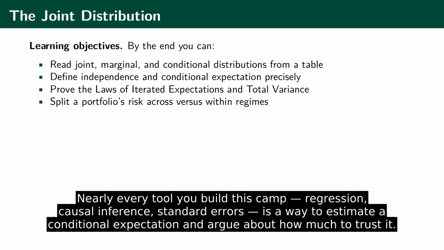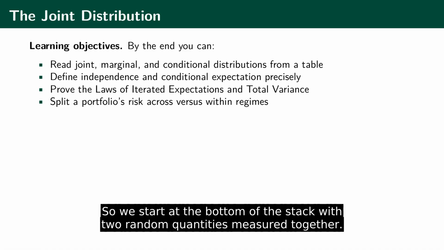Nearly every tool you build this camp, regression, causal inference, standard errors, is a way to estimate a conditional expectation and argue about how much to trust it. So we start at the bottom of the stack with two random quantities measured together.